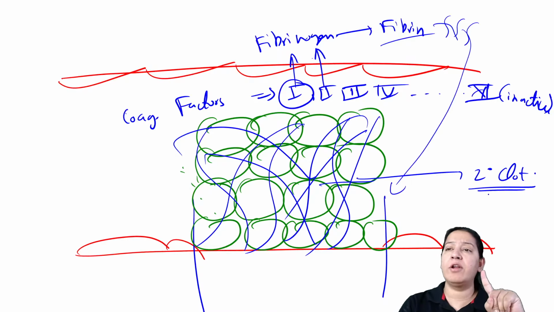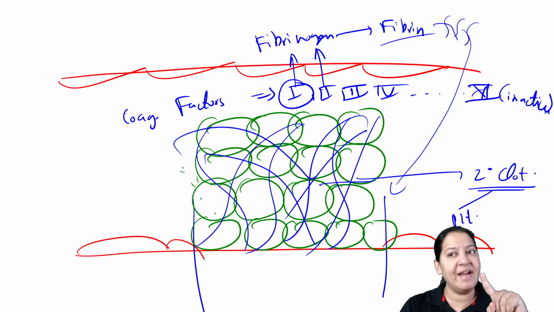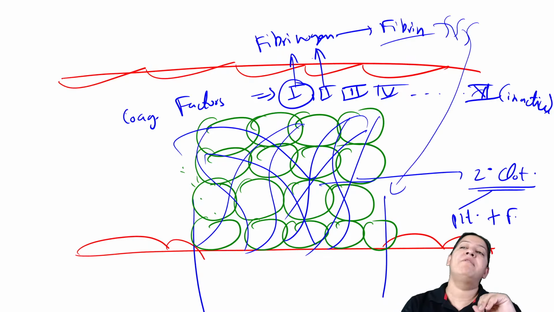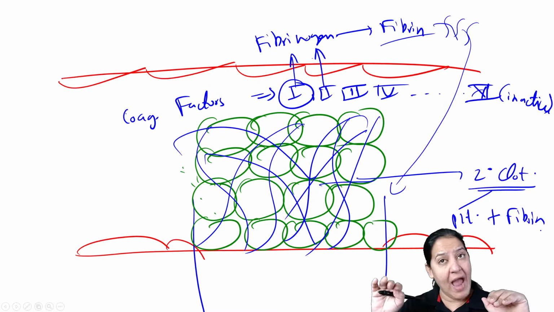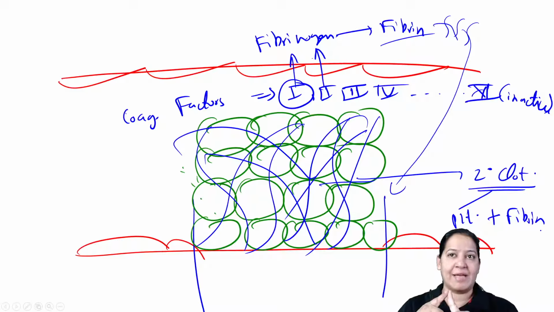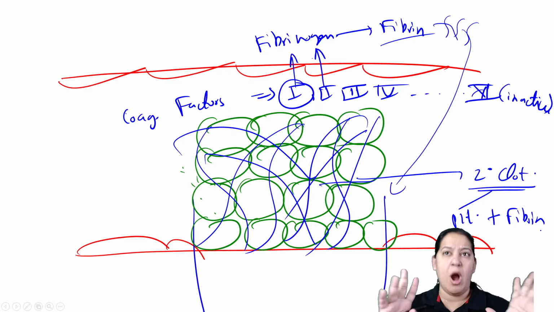What is the composition of secondary clot? It is already primary clot made up of platelets, along with it is now stabilized with fibrin. Fibrin is the first coagulation factor. But for that we have to activate fibrin. Fibrinogen is inactive. First we have to activate fibrin. I will tell you how we will activate it.